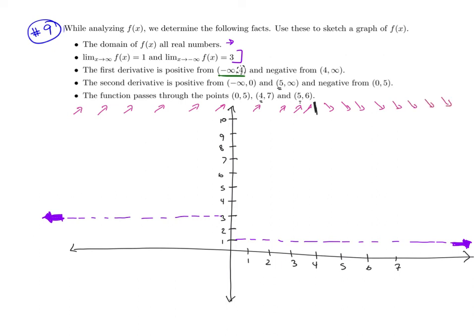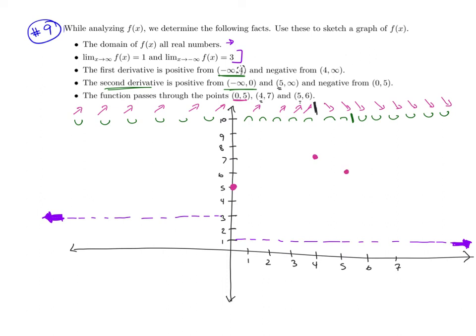The second derivative here is positive from negative infinity until 0. This means my function is concave up until 0, and then concave down from 0 to 5. So it's a little bit past 4 there, and then it's going to be concave up again afterwards until infinity. And the function passes through the points (0, 5), (4, 7), and (5, 6). Let me put those in a different color.